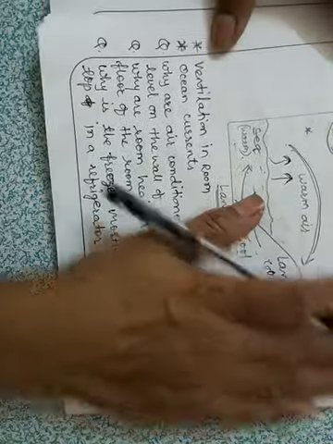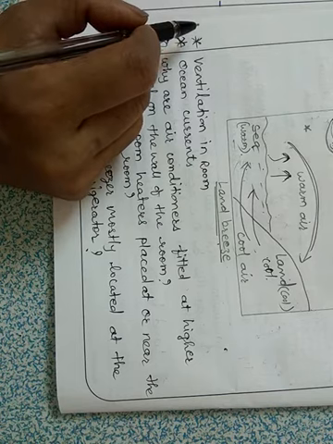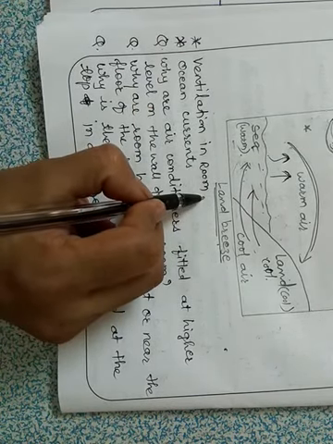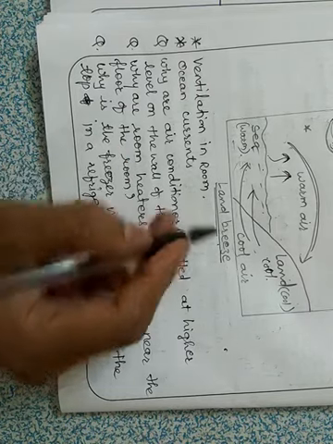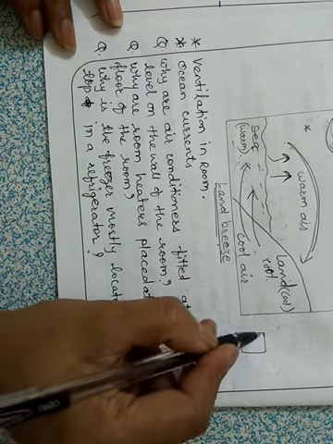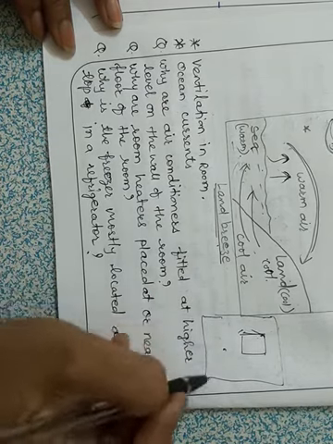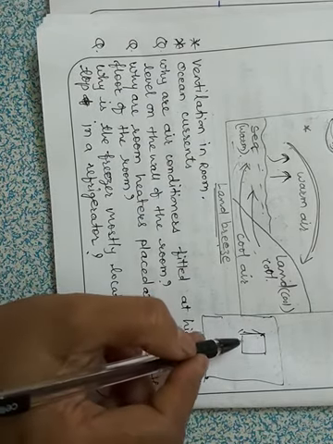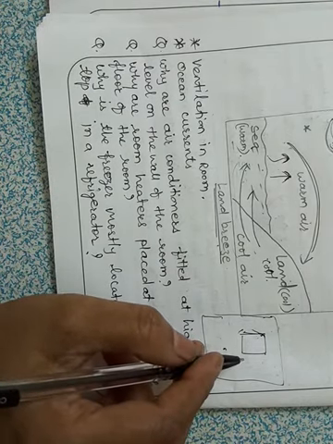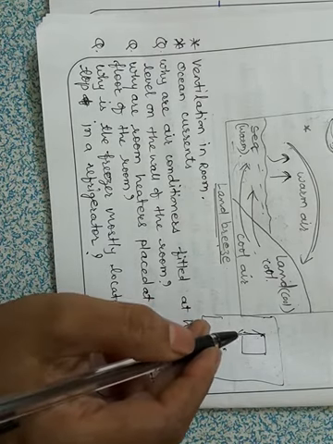Then next there are some other examples we can take. Ventilation in a room. We know that we have ventilators in our rooms, these small windows on the wall of the room. So why are these ventilators built in the rooms? In your house also you may have this type of ventilators.